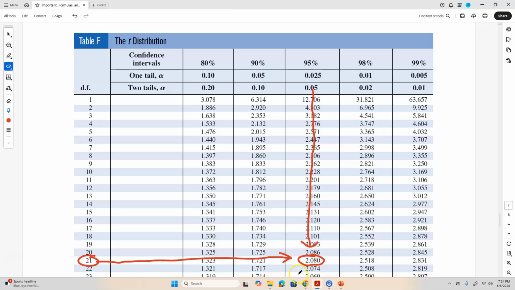Literally everything else we do is going to remain the same. We're still going to have almost the same formula, except it changes the sigmas to s's and the z's to t's. It's almost identical, and the process is almost identical. This is the only difference: you have to find your t value by stopping at the correct number of degrees of freedom.